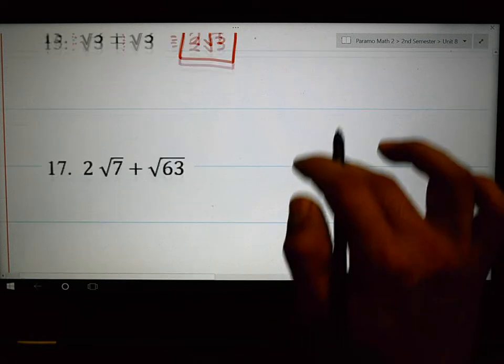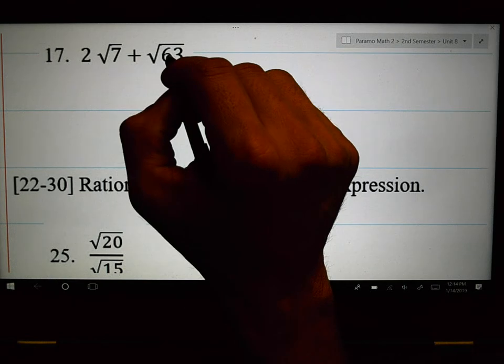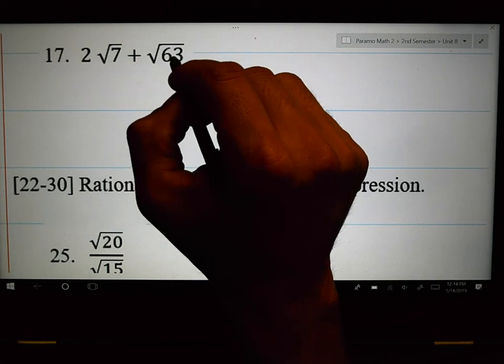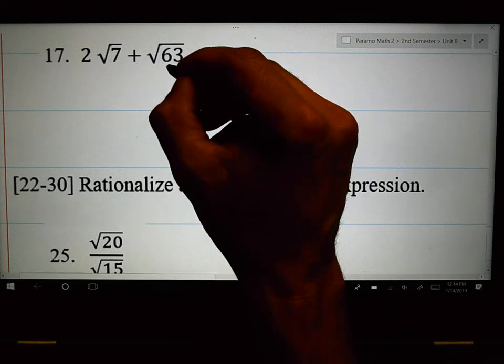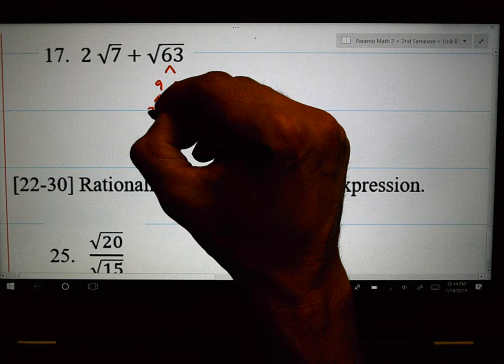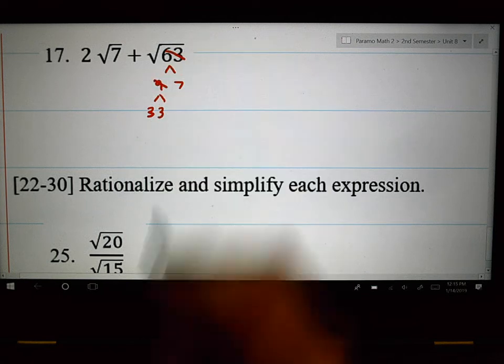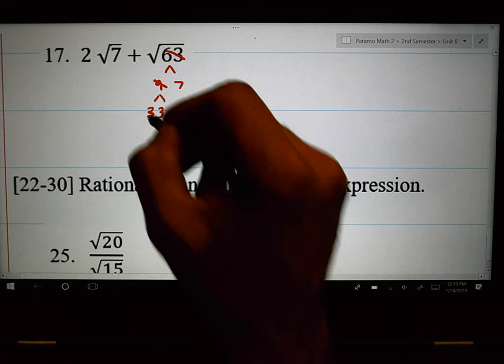But number 17 is different because you cannot add a root 7 with the root 63. They're not the same radicand. So instead, what you have to do here is think, can I break it down? Can I simplify it a little bit? Isn't 7 times 9 63? And doesn't the 9 break down?